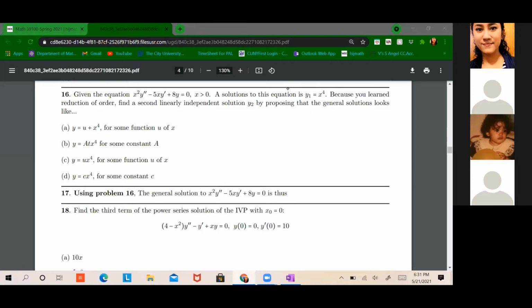Okay, so Matir, thank you. Any questions on 16? For 16, you're just assuming which one is the solution form. 17 is when you're solving 16. So those are the steps. Any questions on 16?